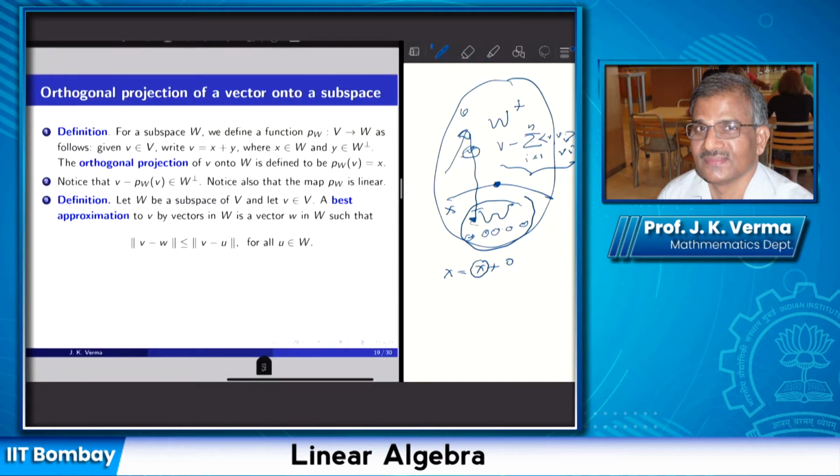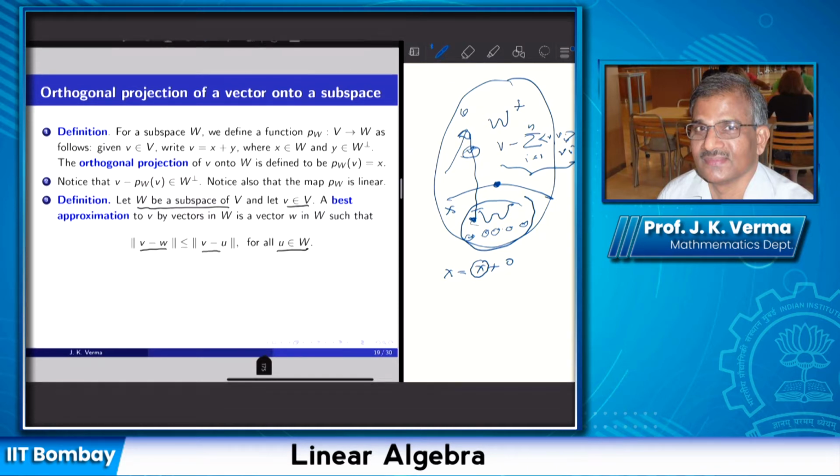So take a subspace W of V and take a vector v. A best approximation to v by vectors in W is a vector in W so that the distance of v from it is less than or equal to the distance of v from any vector in W. So we are given vectors inside a smaller subspace, and I have a vector in the big space. I want to choose a vector inside the smaller subspace which is the best approximation to this vector, and best approximation is measured by the distance between these two vectors.